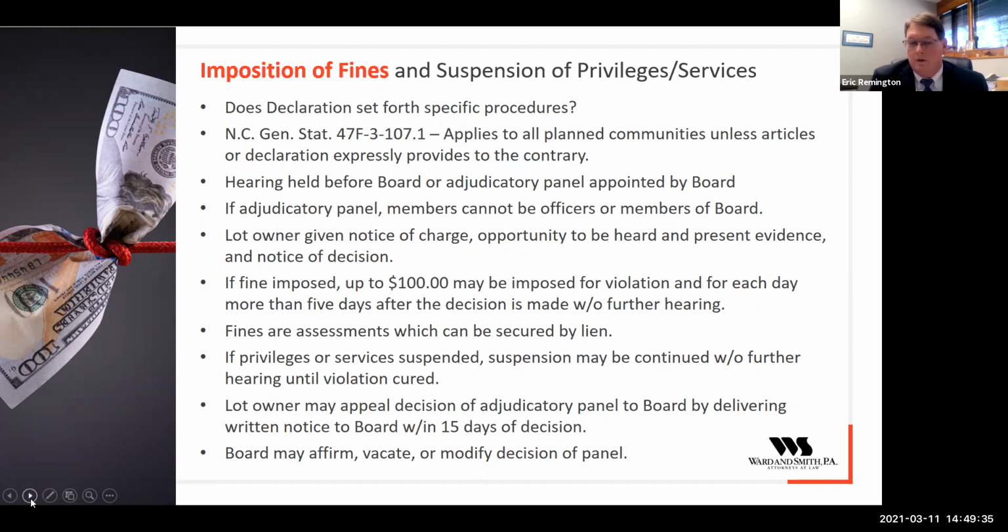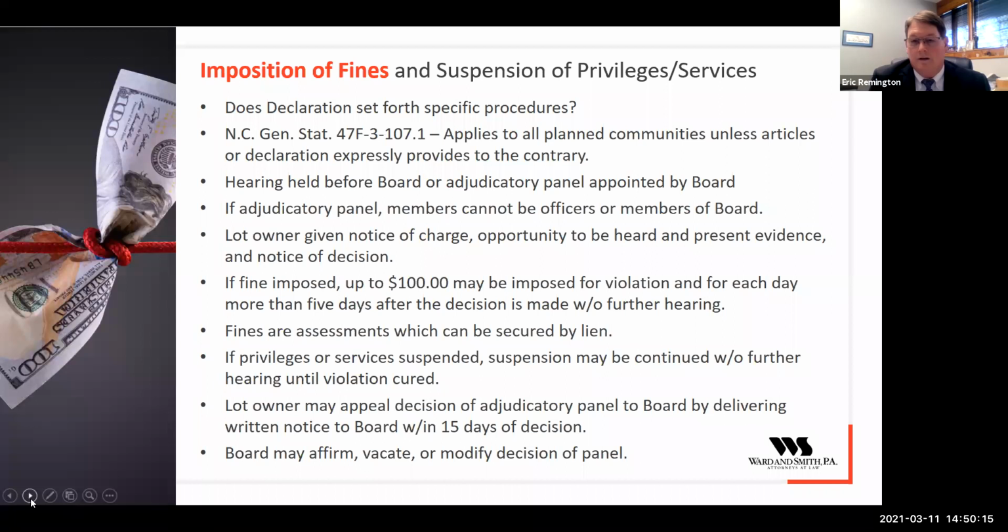Under the statute, a fine can be imposed up to $100 for the violation itself. So somebody puts up a fence that's 8 feet tall, and it says the fences can only be 6 feet tall. You send them a notice of violation that their fence is out of compliance. That is basically when you have the hearing and they say, well, we didn't know that we weren't supposed to put up an 8-foot fence. That's not a good defense. They could have read the guidelines. They could have asked for permission to put up the fence, and you would have told them that it was not going to be 8 feet. But you get to fine them $100 for that violation.